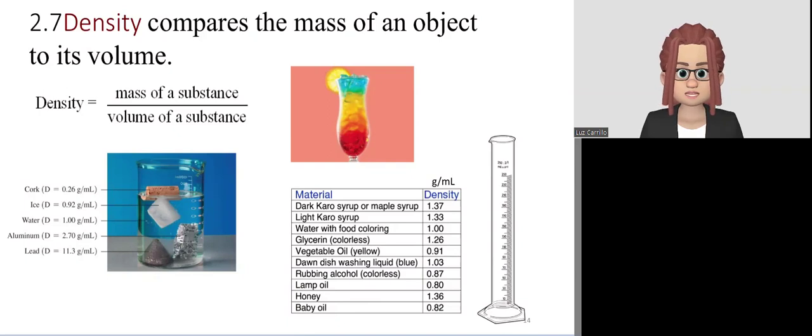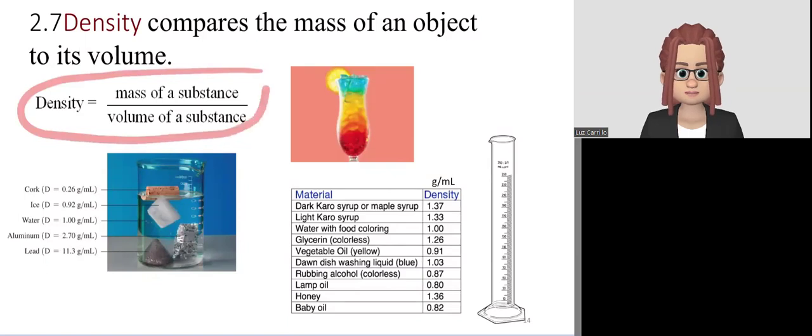Density is actually given by a particular mathematical equation that we can see right here on the slide. To calculate density, you will need the mass of your substance, and you're going to divide it by the volume of the substance.